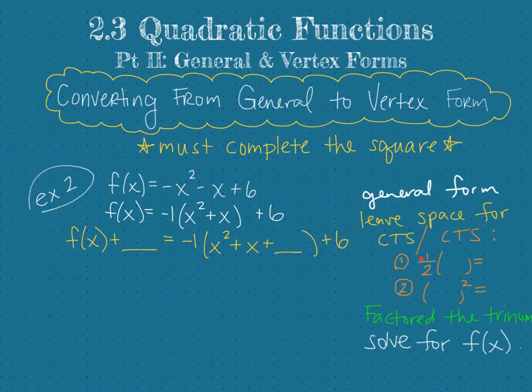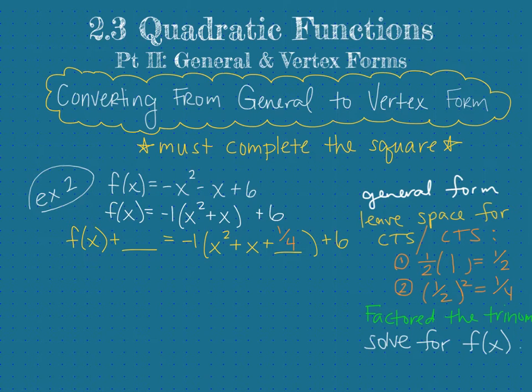Well, we have to take 1/2 of our b value. 1/2 of b. What is b? b is the number in front of our x term. It happens to be 1. So we are going to take 1/2 of 1, which is 1/2, and then we're going to square it. 1/2 squared is 1/2 times 1/2, which is 1/4. So a 1/4 goes here.